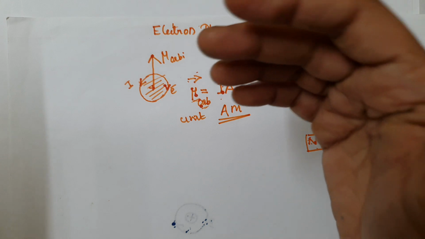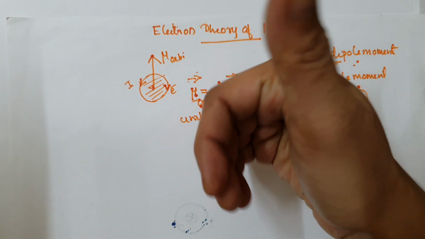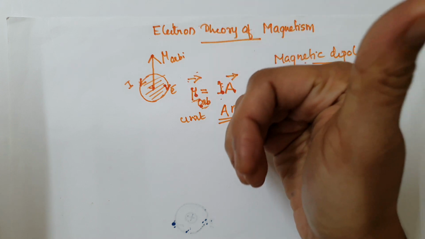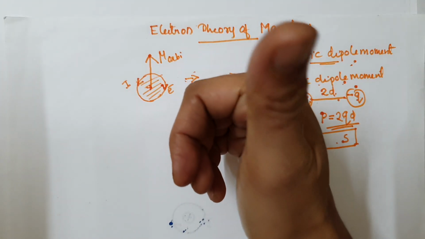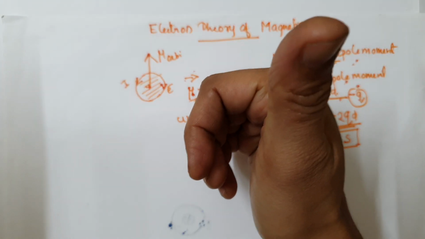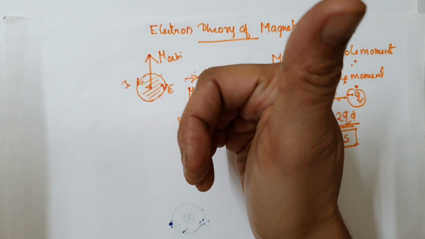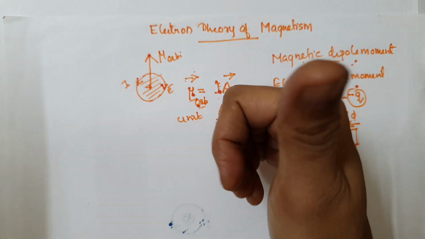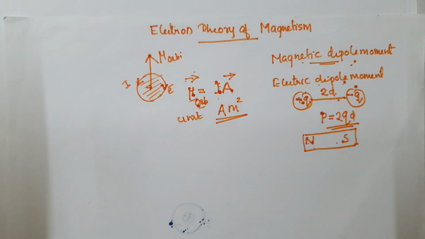Just like this one: curling the right hand fingers in the direction of current, this represents the direction of the current, and the thumb pointing upward represents the direction of the magnetic moment.